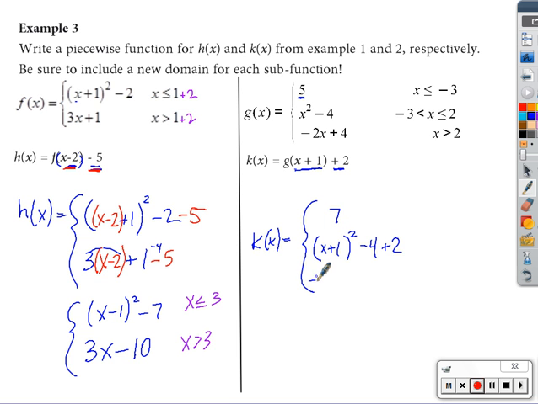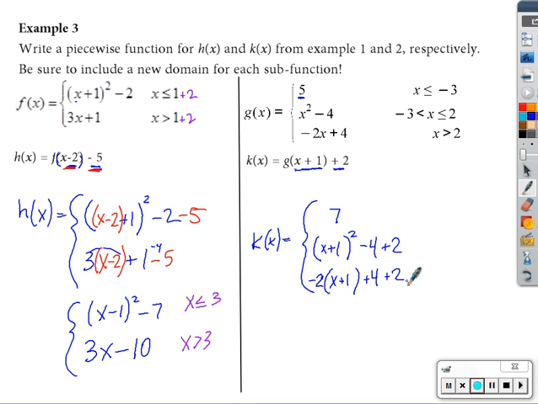And last, same idea. Inside those parentheses will be my horizontal shift, x plus 1. Outside the parentheses, it does say plus 4 to start. I'm going to add plus 2 more.